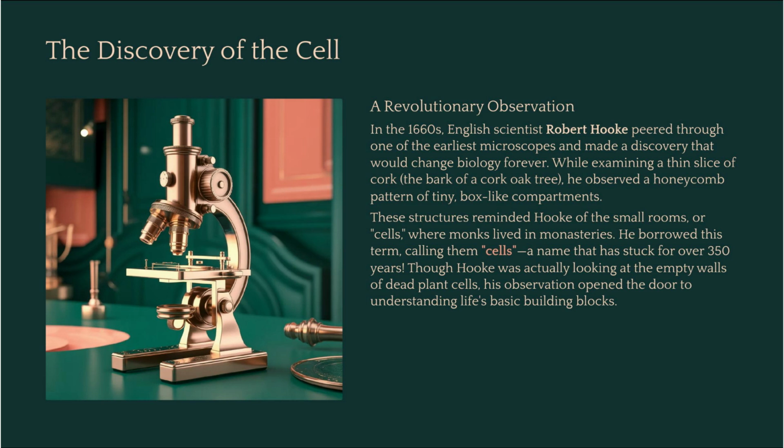The story of the cell really kicks off in the 1600s with a scientist named Robert Hooke. He wasn't looking for life, he was just examining a piece of cork, which is part of a tree, under one of the earliest clunky microscopes. What he saw were these empty, honeycomb-like compartments. They reminded him of the tiny rooms, or cells, where monks lived. The name stuck, even though what he saw were technically the dead cell walls of plants. It was a monumental first step in recognizing this fundamental structure.